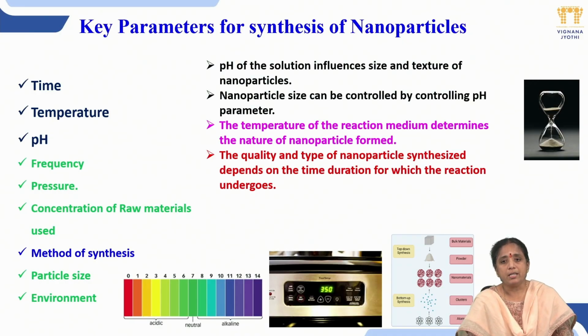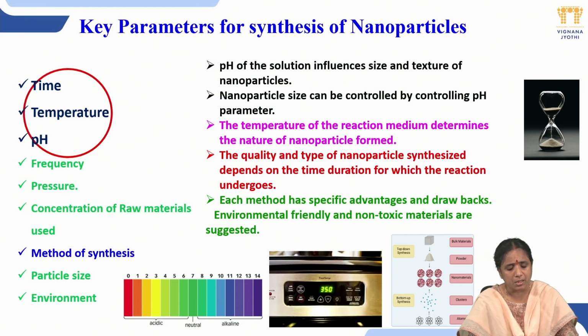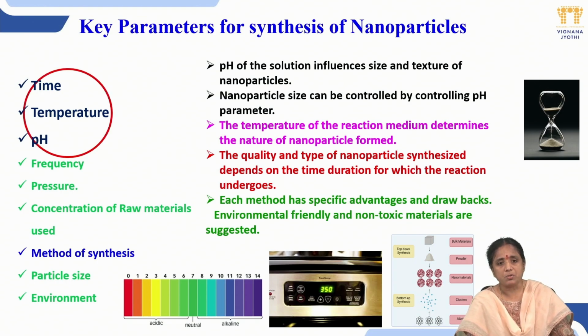Now the quality and type of the nanoparticle which is forming depends on the time duration in which the reaction undergoes. So apart from time, temperature and pH, there are other factors when we are going for physical methods, like frequency, pressure, concentration of raw materials used, method of synthesis, particle size and environment.